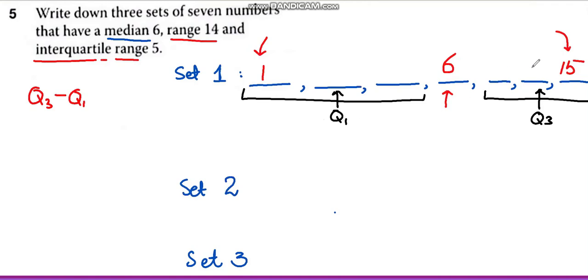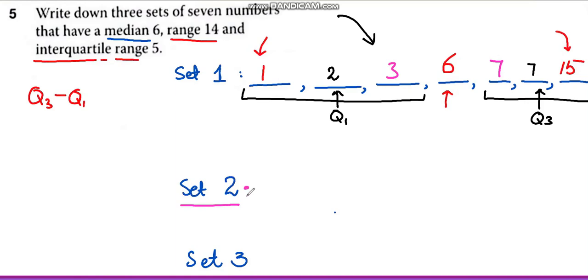So let's suppose I take Q3 as 7 and Q1 as 2. Look, the difference of these 2 values is 5. So this is satisfying another condition. Now, by maintaining the ascending order, I can put these 2 remaining values. Like I can write 3 here and 7 there. So this is the first set that satisfies the condition.